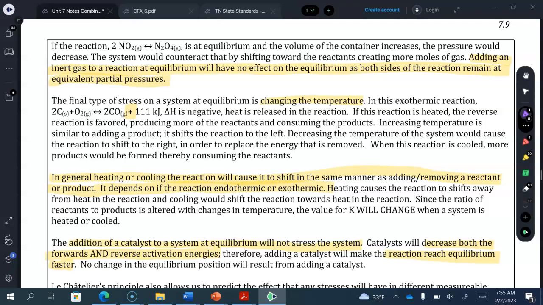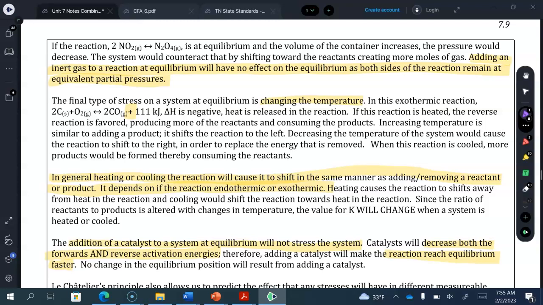In this exothermic reaction, delta H is negative. Heat is released in the reaction. If the reaction is heated, the reverse reaction then becomes favored, producing more reactants and consuming products. Increasing the temperature is similar to adding a product. In this case, it shifts the reaction to the left. Decreasing temperature of the system would cause the reaction to shift to the right in order to replace the energy that was removed. When this reaction is cooled, more products would be formed, thereby consuming the reactants.